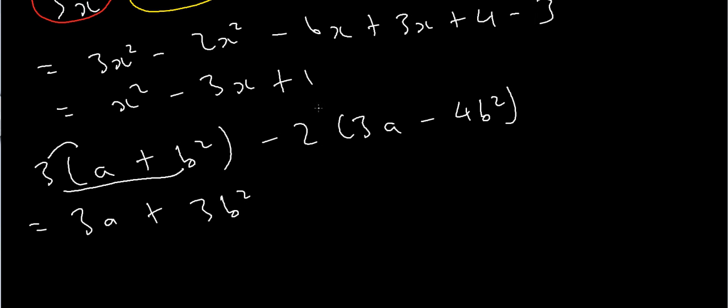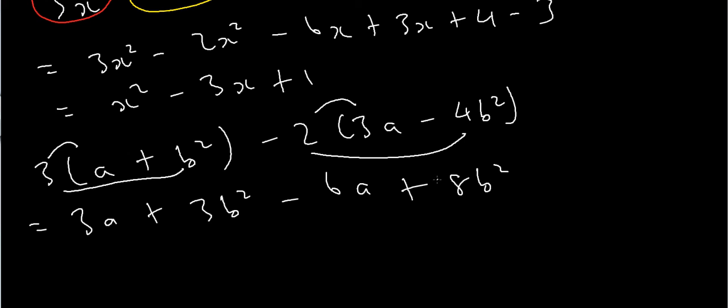Next we've got minus 2 times 3a. Minus 2 times 3 is minus 6, so we've got minus 6a. And lastly we've got minus 2 times minus 4b squared. Minus 2 times minus 4 is 8. So we've got plus 8b squared.